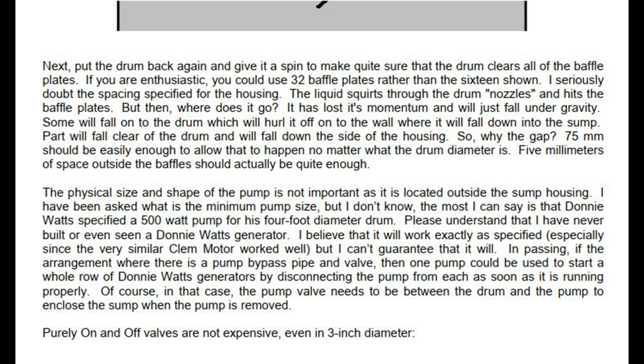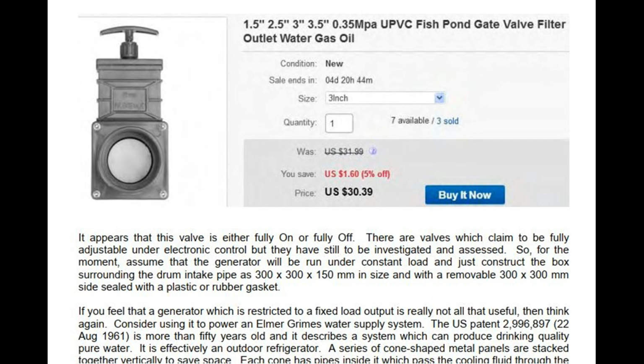Purely on and off valves are not expensive, even in 3-inch diameter. It appears that this valve is either fully on or fully off. There are valves which claim to be fully adjustable under electronic control, but they have still to be investigated and assessed. So, for the moment, assume that the generator will be run under constant load and just construct the box surrounding the drum intake pipe as 300 x 300 x 150 mm in size and with a removable 300 x 300 mm side sealed with a plastic or rubber gasket.